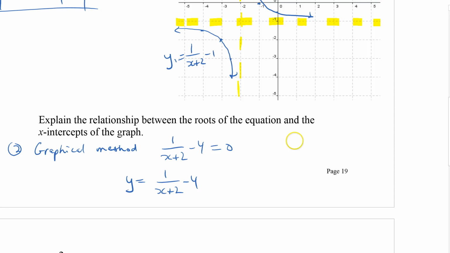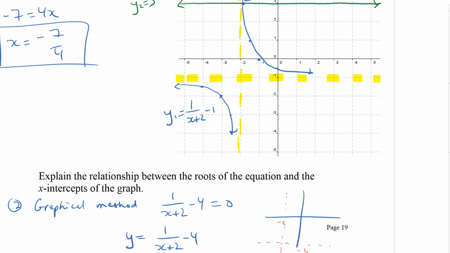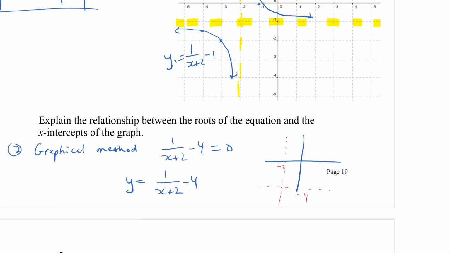And this isn't even that hard one to graph. Let me just think about what it would look like. I would have a horizontal asymptote at -4, and I would have a vertical asymptote at -2. It would be a very similar looking graph to the one I drew, except it would be down from where the original graph was. Instead of having the horizontal asymptote at -1, it'd be at -4. So my graph would end up looking kind of like this. And the place that it would hit the x-axis would be my solution.